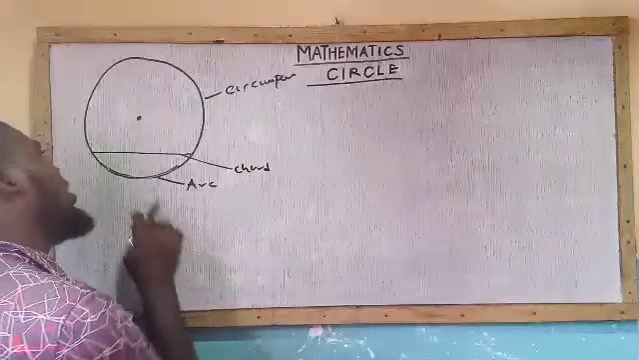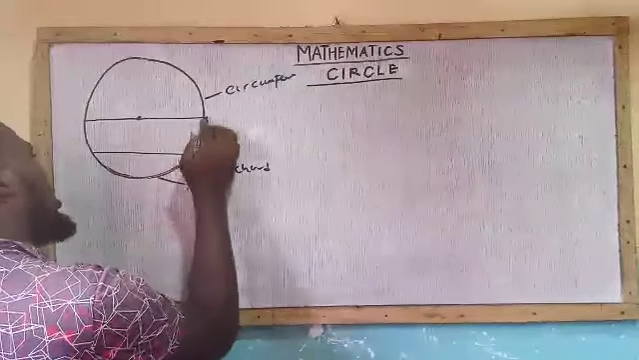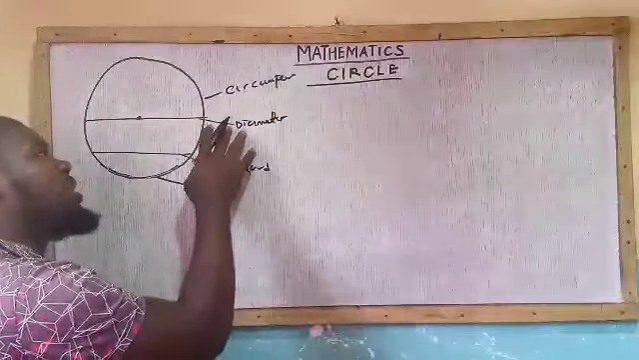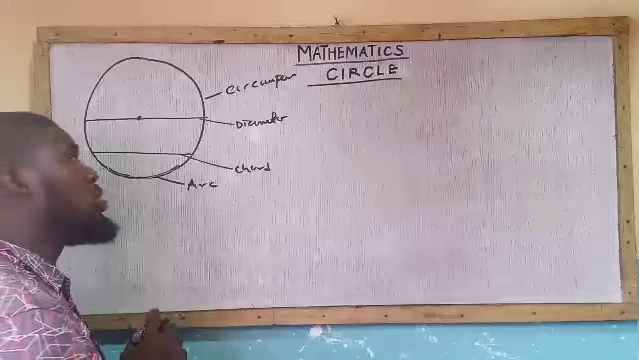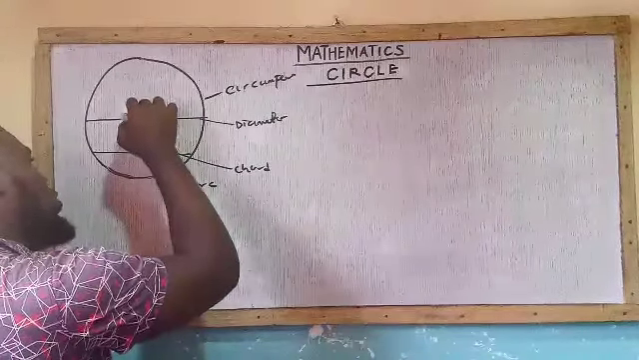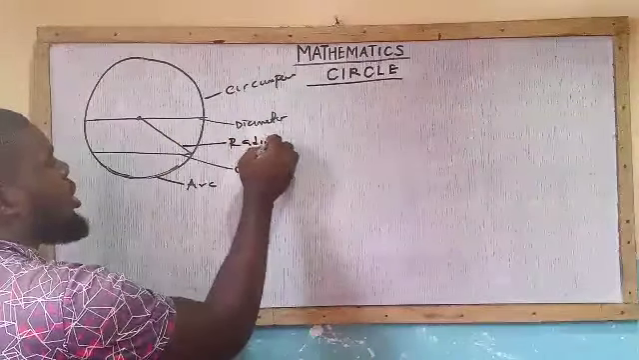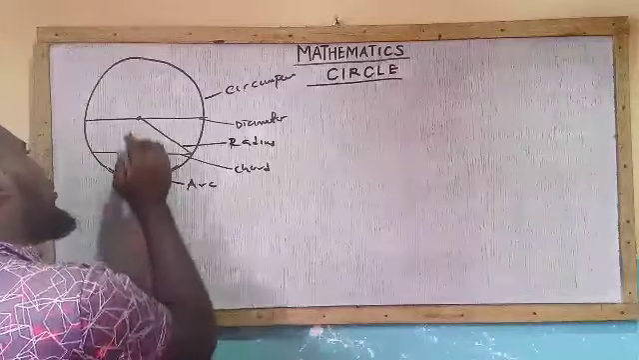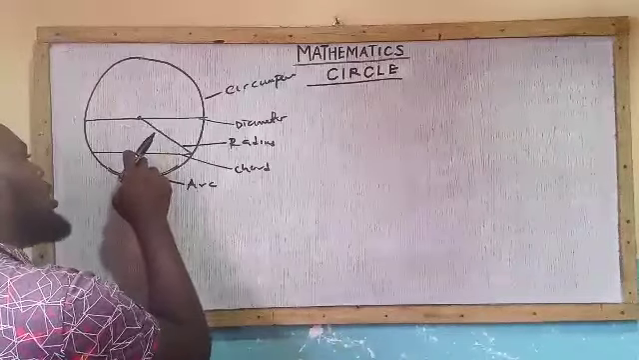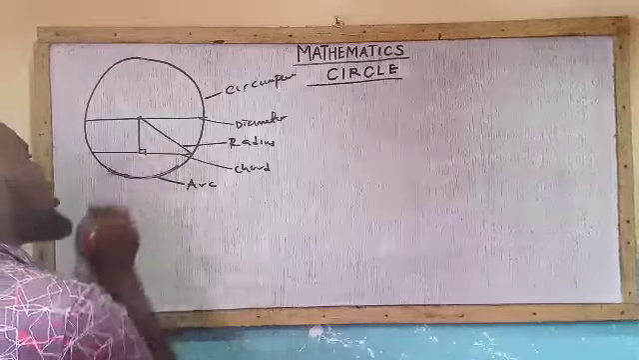But specifically, if a chord passes through the center of the circle, it is called a diameter. So that is why I can tell you that a diameter is a type of chord. From the center of the circle, any line drawn from the center to any part of the circumference is called the radius. Now, if I draw a straight line from the center of the circle to this chord, that line must act perpendicularly to the chord.